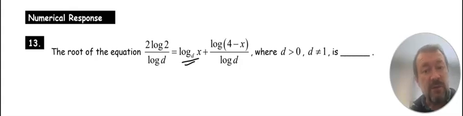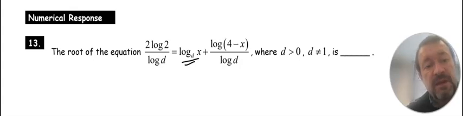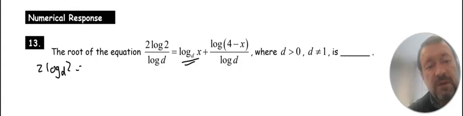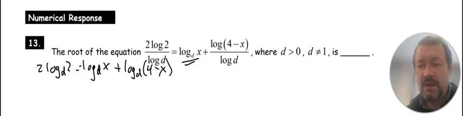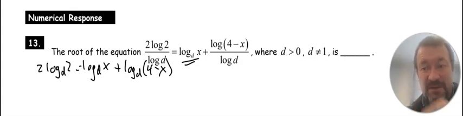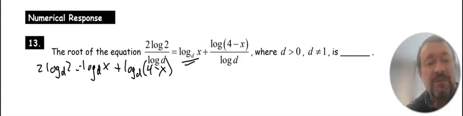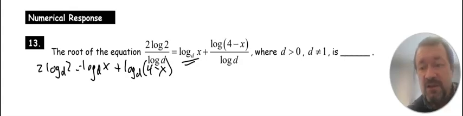There's a couple of different ways we can approach it, but what I'm going to do with this one is just make this 2 log base d of 2 equals the log base d of x plus the log base d of 4 minus x. Sorry, it looks terrible. It's trying to balance the machine here. Anyway, so now everything is in terms of log base d.